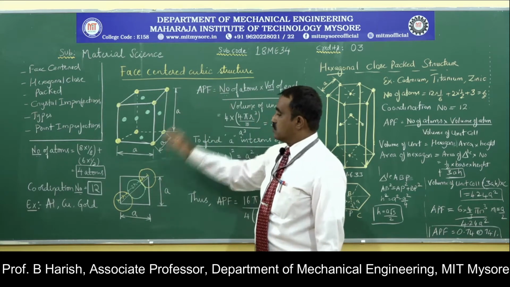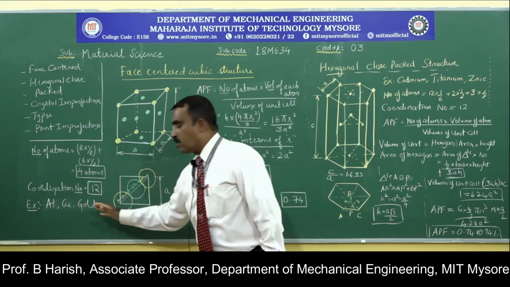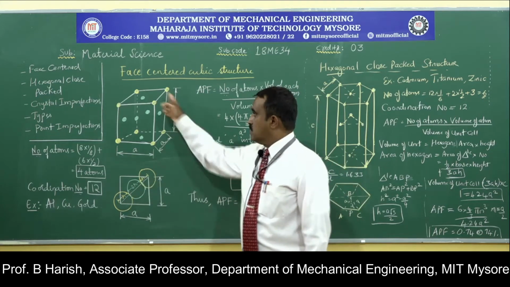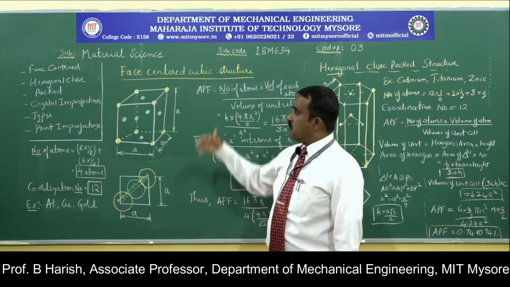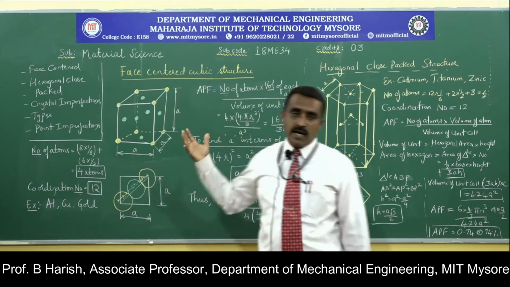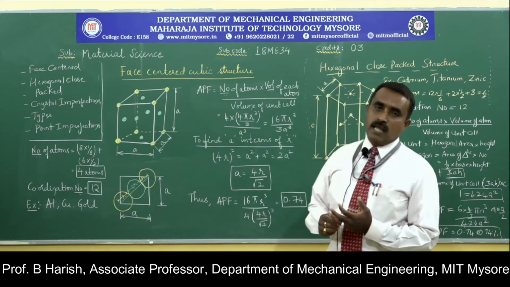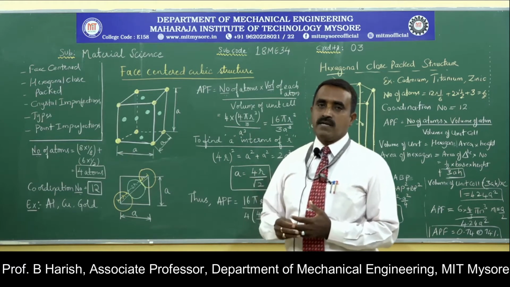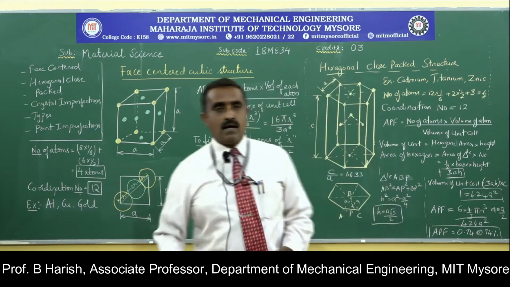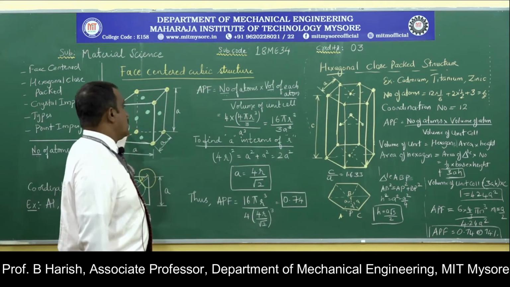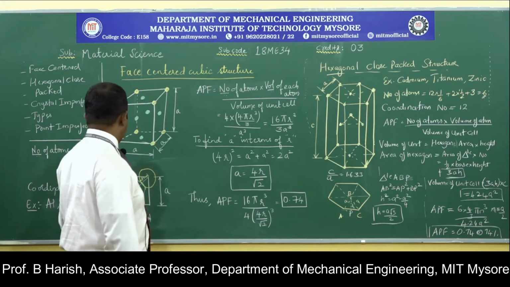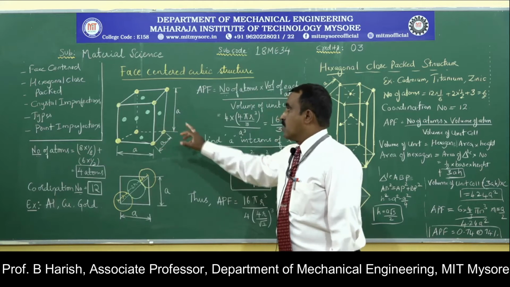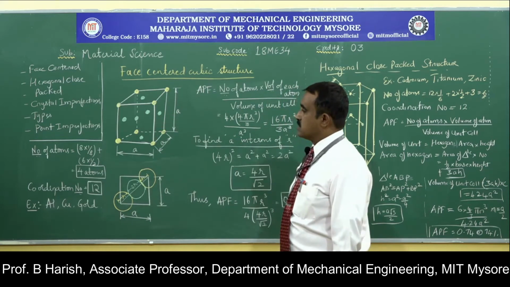Examples are aluminum, copper, gold and silver. If you study the crystal structure in these materials, this type of crystal structure is the same. As I told in the previous session, for every type of crystal structure we will be looking at the number of atoms present in the crystal structure, its coordination number and atomic packing factor. First is the number of atoms present here. This is how the atomic arrangement will be: 8 atoms on all the corners, 1 atom at the center of each face.